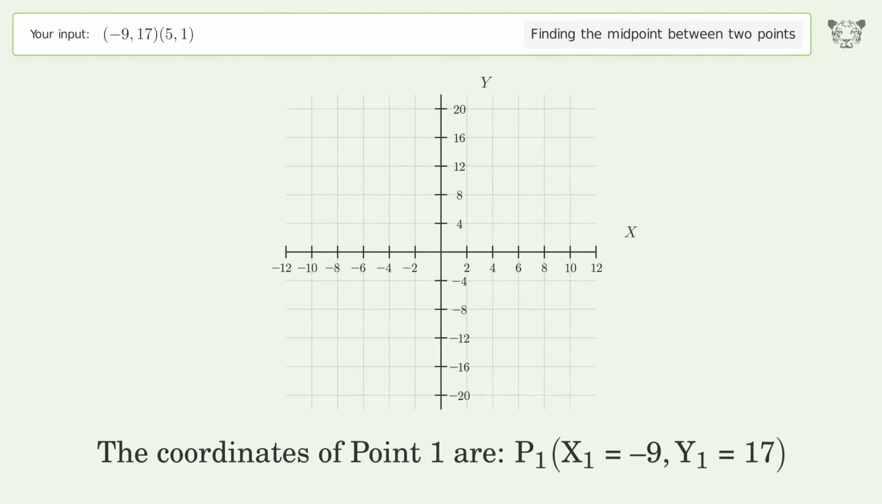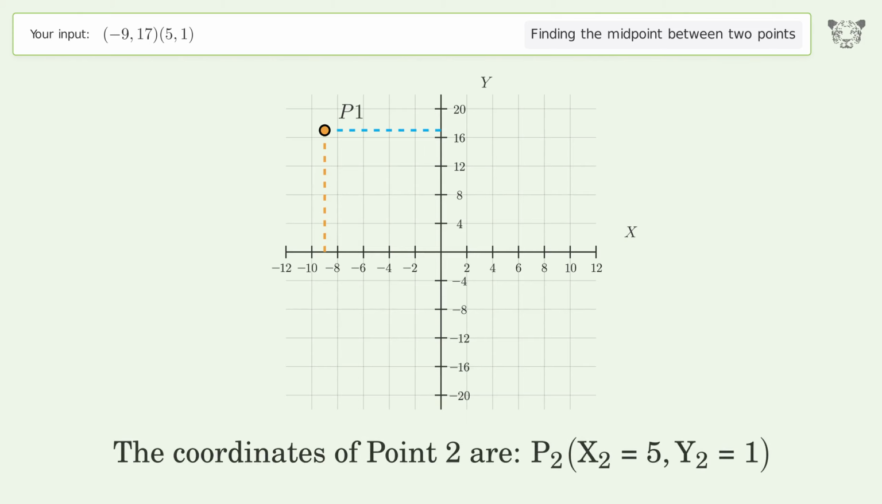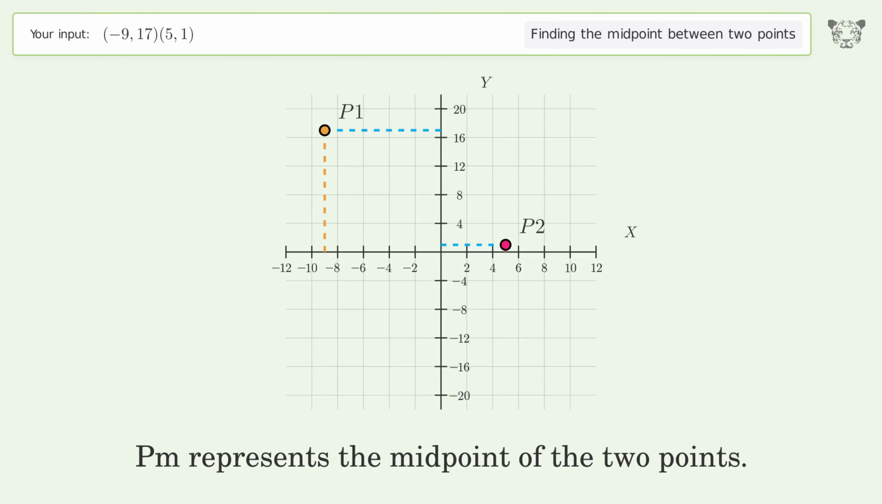The coordinates of point 1 are, x1 equals -9, y1 equals 17. The coordinates of point 2 are, x2 equals 5, y2 equals 1. PM represents the midpoint of the 2 points.